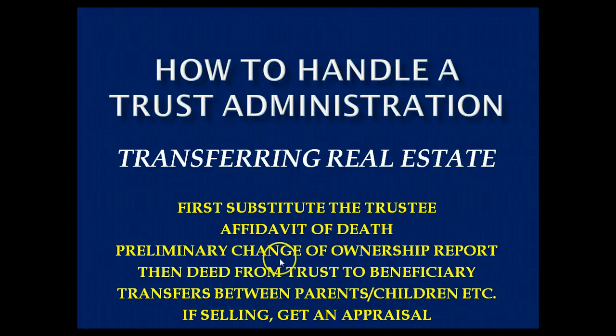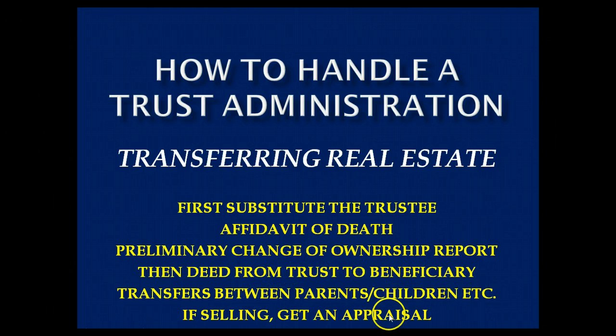Then you're going to deed from the trust to the beneficiary. So now that you're the trustee of the trust, you now have the authority to give that real estate to somebody, or to sell it, or to do whatever you're going to do. If you are going to transfer the property to a child of the decedent, one of the children of the decedent, or even one of the grandchildren of the decedent, you want to file something called a parent-child exclusion.